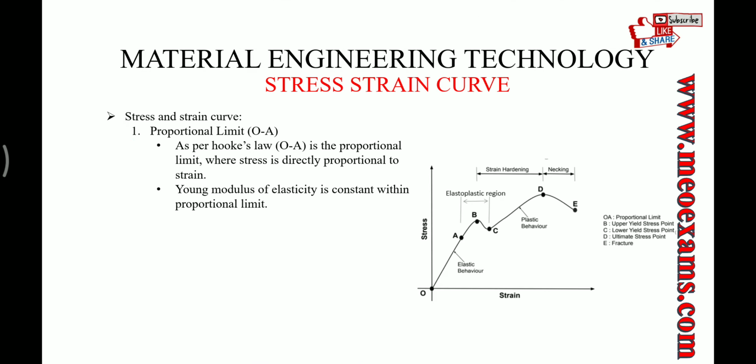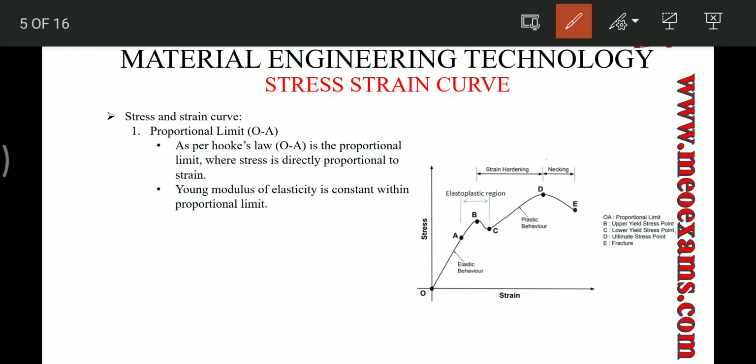Now let's begin with the diagram. As we can see, this is point A and this is the point O. This region, as I have already told you, is called the proportionality limit. Okay friends, under this limit the stress is directly proportional to strain, and the Young's modulus of elasticity will be constant within this proportionality limit.